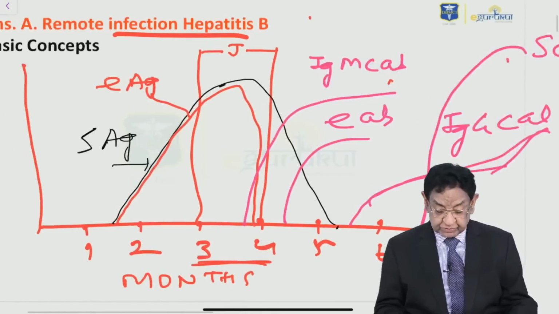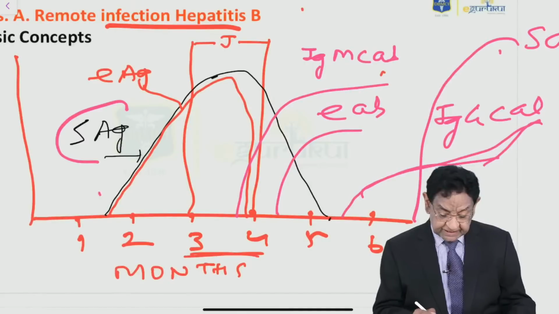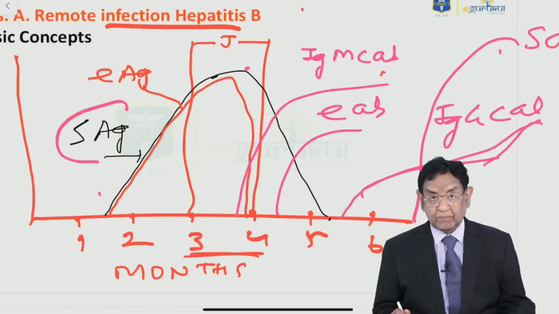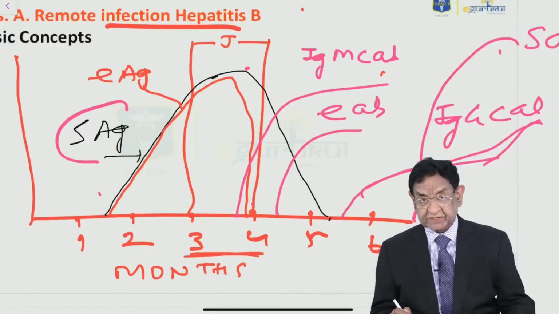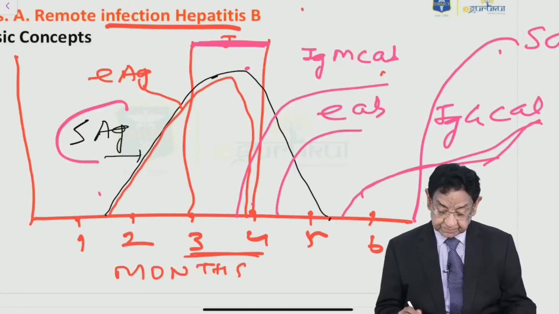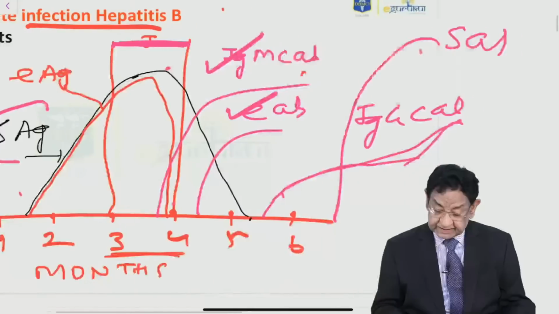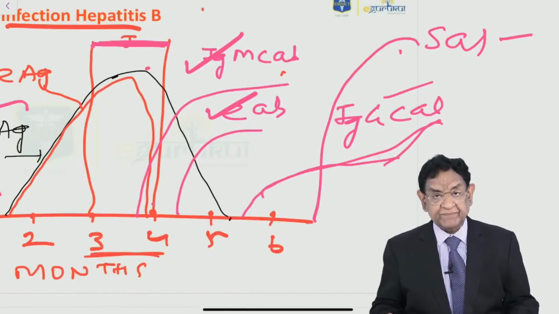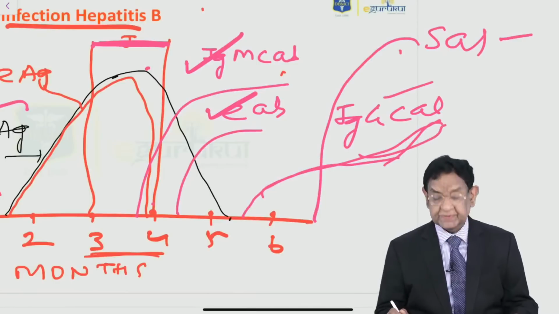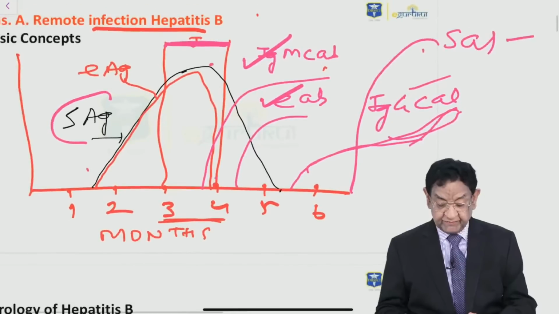So with this scenario, I repeat a quick recap. Surface antigen starts in the incubation period, peaks and comes down. Now it comes to normal within 6 months. E antigen rises, but it disappears with the disappearance of jaundice. This is the period of jaundice. Then core antibody appears, IgM, then E antibody, then surface antibody after 6 months. IgG may start rising after 4-5 months, but the actual peak comes only after 6 months. So this is the serology, very, very important.